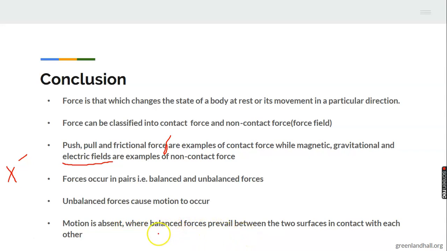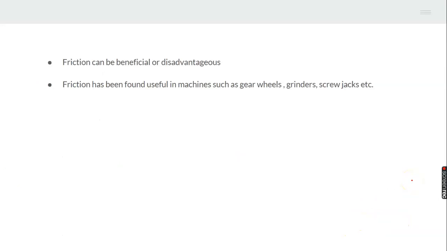When you have balanced forces, that means the net force, the difference between the two forces, is zero. So there won't be motion. That's what it means. Motion is absent where balanced forces prevail between the two surfaces in contact with each other. So friction can be beneficial or disadvantageous. You can see that from what we've been saying.